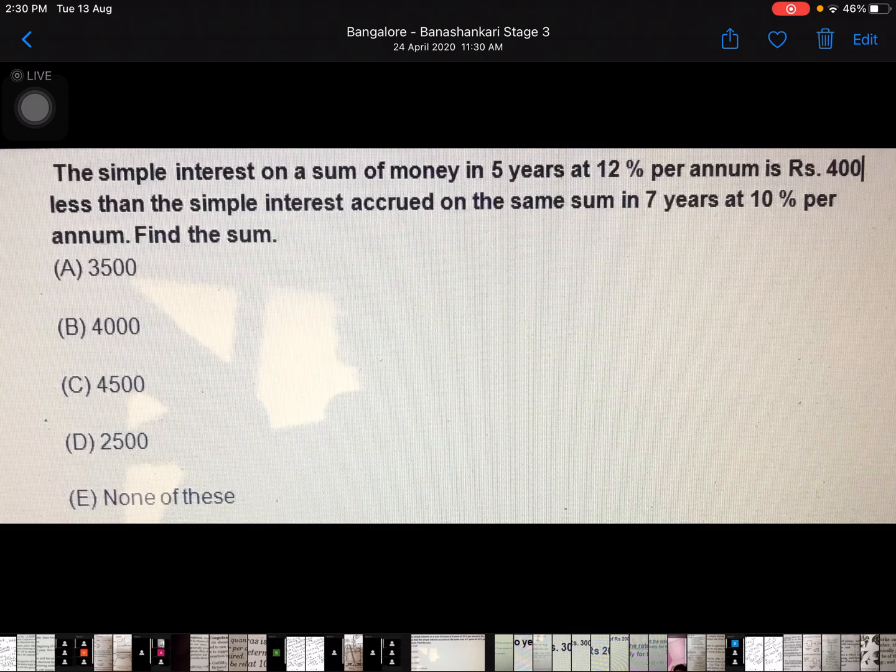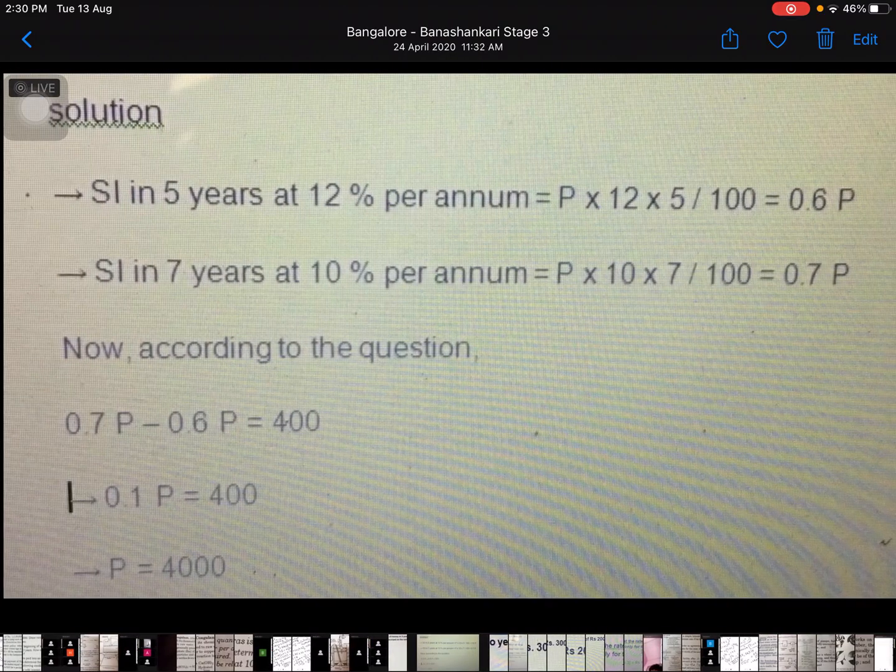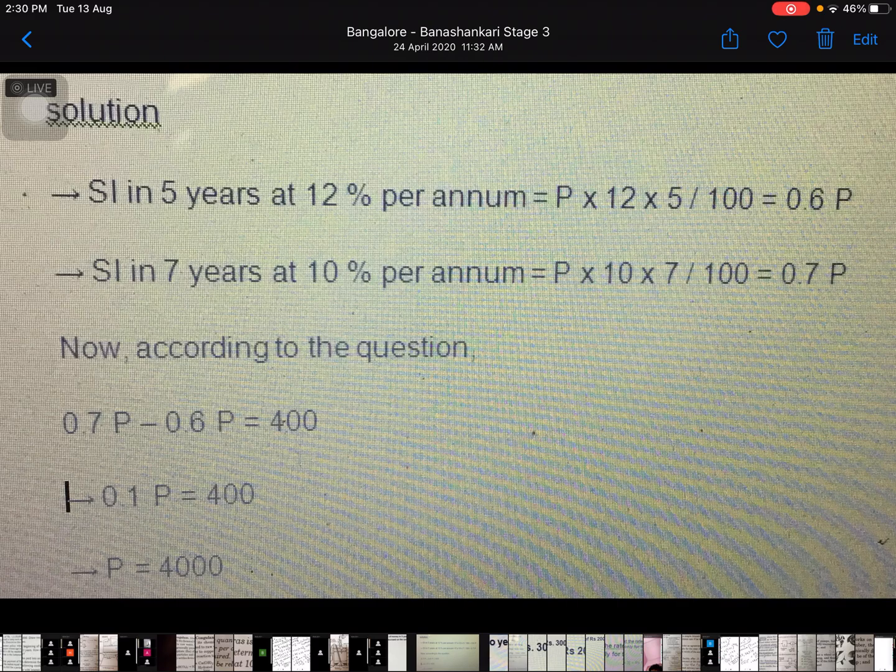Find the sum. So he has given for 5 years 12% per annum, with the sum being the principal. You can find out what the simple interest is. He is asking you to find, for the same amount, if 7 years has been taken at 10% as the interest rate, what is the sum. So as we all know, SI is given by PTR by 100.